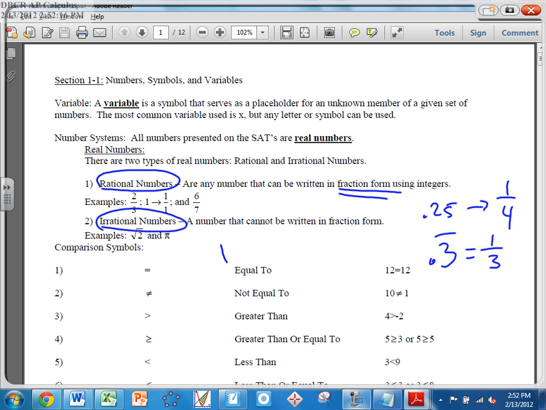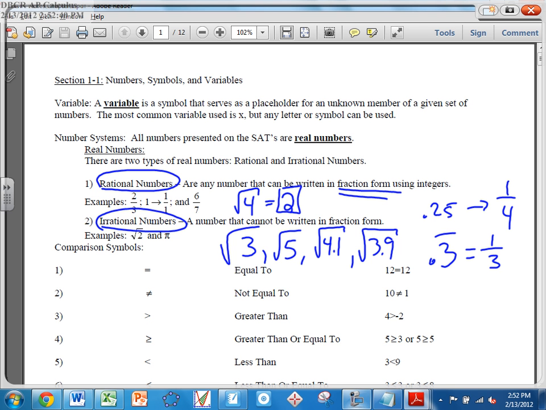For example, the square root of 3. I don't know what that value is. It's not going to reduce to a rational number. If it was square root of 4, that's just 2. So radical 4 would fall under rational numbers because that reduces to 2. So that would be a rational number. But something like radical 3 or radical 5 or radical 4.1 or radical 3.9, any of those numbers there, those are all irrational numbers because they cannot be written in fraction form. Again, the simplest example is square roots of non-perfect squares.